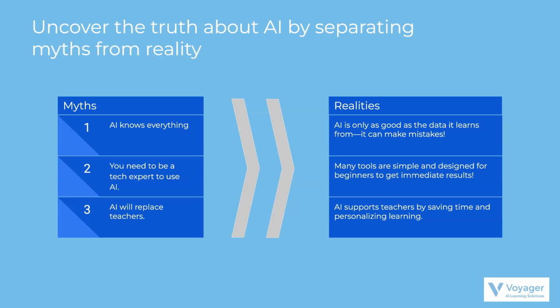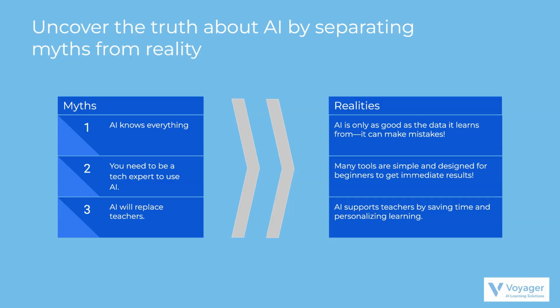It can produce very convincing answers, but that doesn't mean those answers are always correct. Myth number 2, you need to be a tech expert to use AI. The most important skill is curiosity. It's asking thoughtful questions and experimenting with prompts.